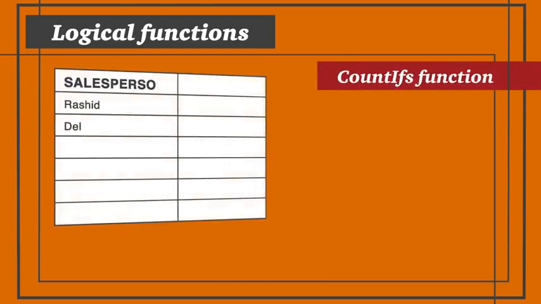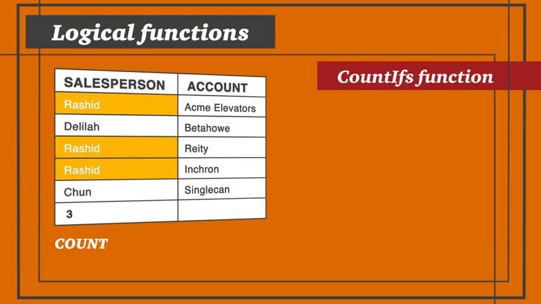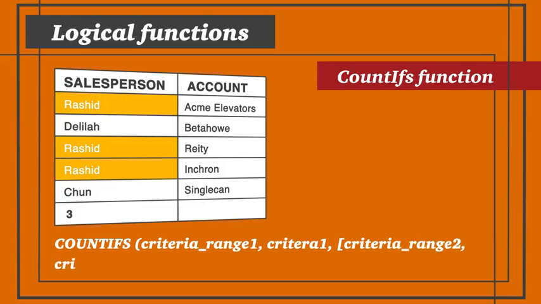The Countifs function allows you to count the number of occurrences of a value in a range based on specific criteria. It takes as parameters the range in which you wish to count values and the criteria to apply to those values in order to make the count.